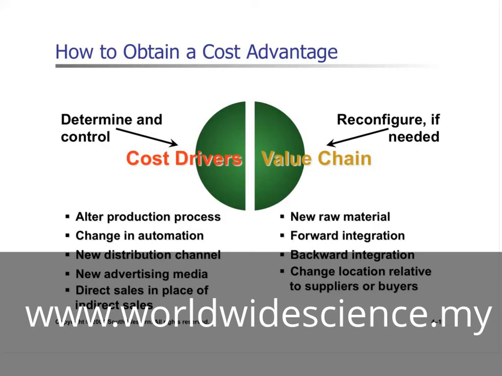But now let's go to the other side, which is reconfigure if needed. So we have new raw material. Raw materials are very important because those are like the basics for you to produce a product. Let's say if you're making a cell phone, you need those ingredients, or even for cooking. Without those things that you put in and cook, you can't have the final food. Same goes for production. Without the raw material, you have problems.